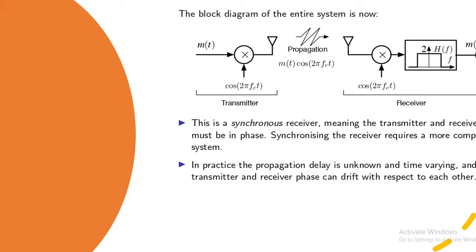Practically, there will be a propagation delay, which is also unknown. You don't know how much delay will be there in the propagation, and this delay is time varying. The transmitter and receiver phase can drift with respect to each other because of this delay. So you require synchronous detection, and this is the problem with DSB. Synchronous detection is required.